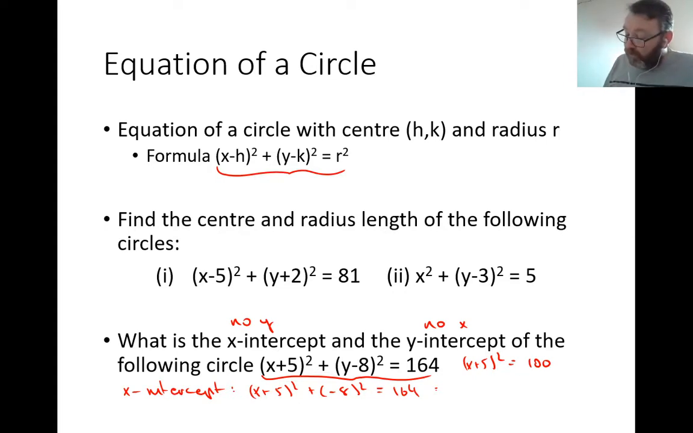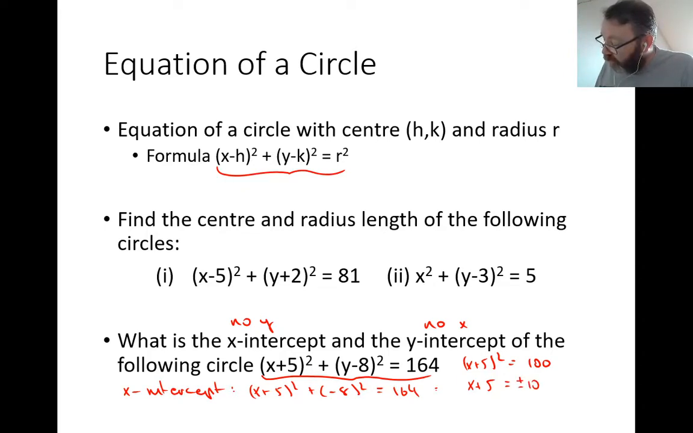All right, now what do they want me to do? They want the x-intercept, so they want me now to solve for x. So look, I can do this in two easy ways. First of all, I can take (x plus 5) squared. Let's get the square root of both sides. X plus 5 equals. Now, let's just make sure we understand that when you're getting the square root of 100, there are two answers. It's plus or minus 10.